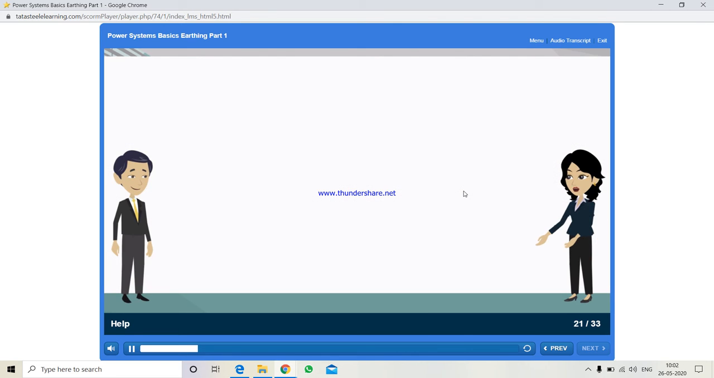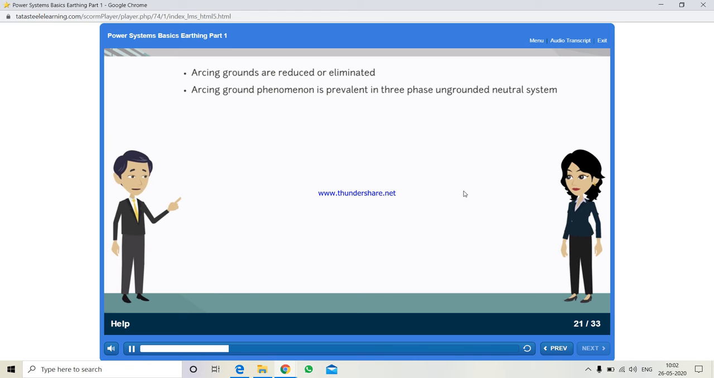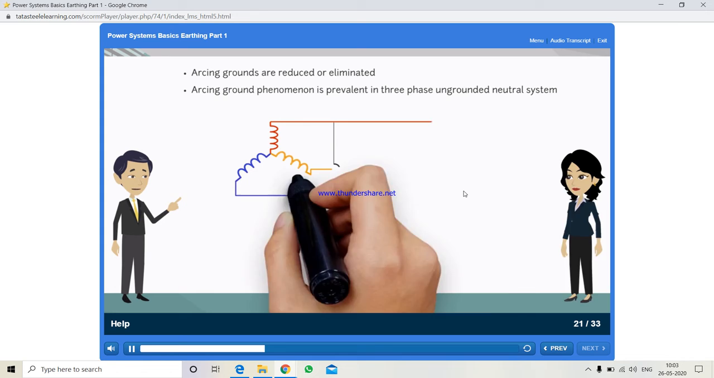Okay, so Mayank, one of the major advantages of neutral earthing is that arcing grounds are reduced. Yes, absolutely. Could you explain to us how? Sure. So first you need to know that the arcing ground phenomenon is prevalent in a three-phase ungrounded neutral system. Okay, so an ungrounded system is where the neutral is not connected to Earth. Right, and that's why the neutral is said to be isolated in an ungrounded system.